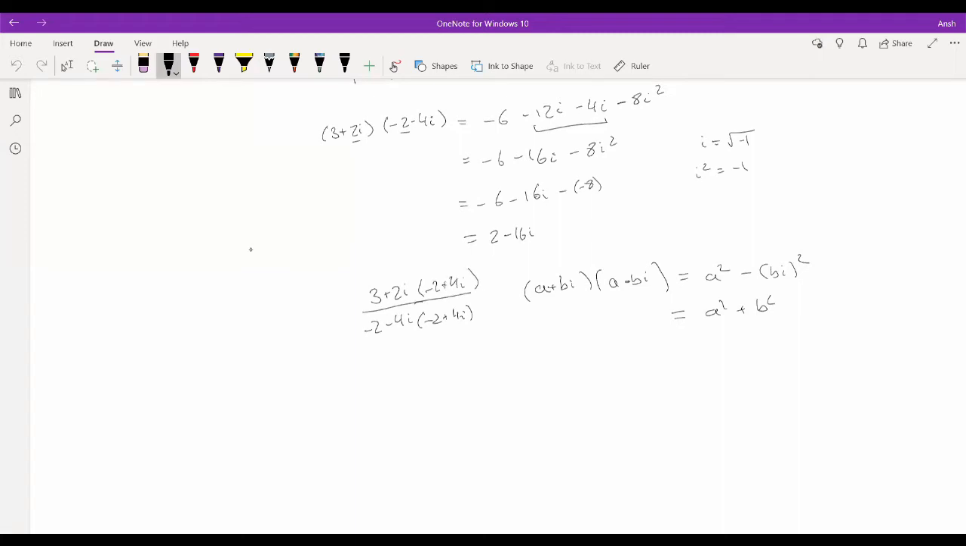So for the top, once again, we just have to expand it. And if we went through the same steps as we did before, this would result in negative 14 plus 8i in the top. And on the bottom, as we showed over here, it's equal to a squared plus b squared. So a squared would be 2 squared, which is 4, and b squared would be 4 squared, which is 16. So this simplifies to negative 7/10 plus 4/10 i.